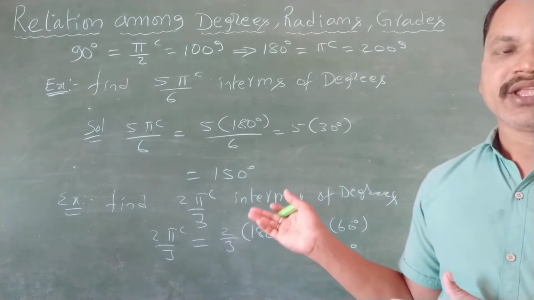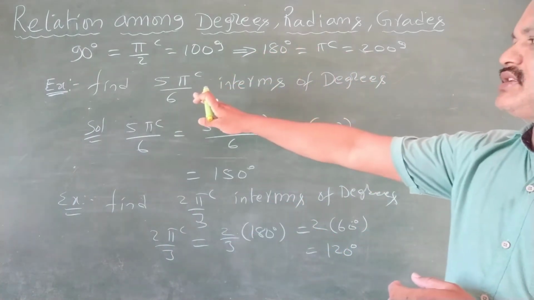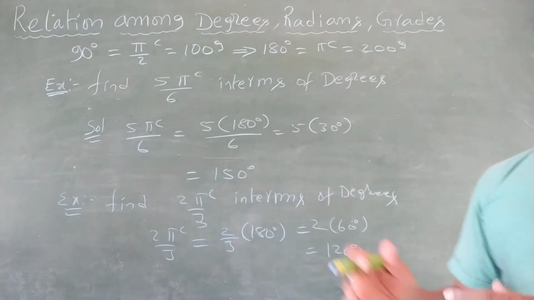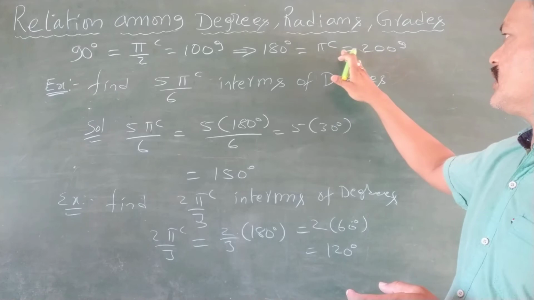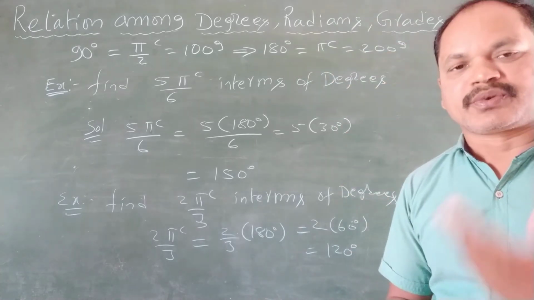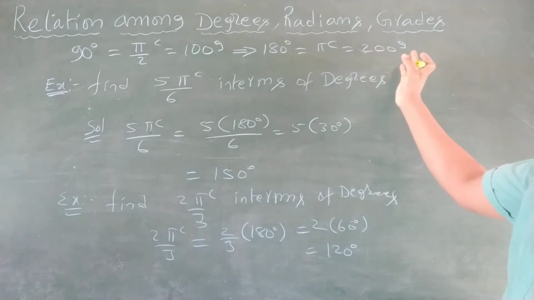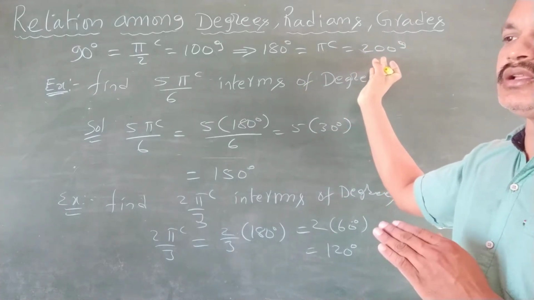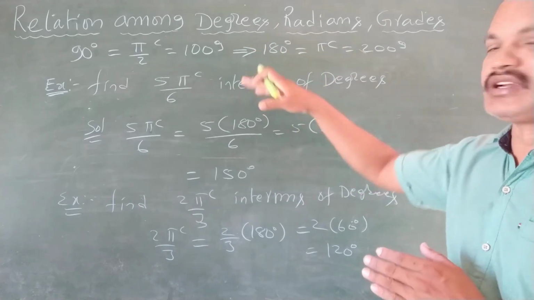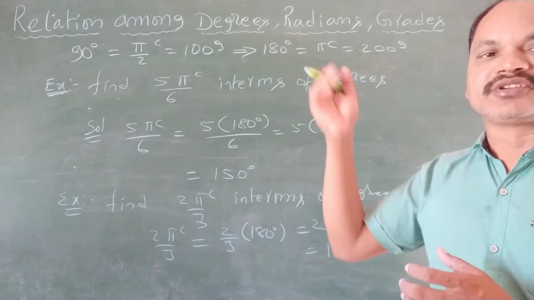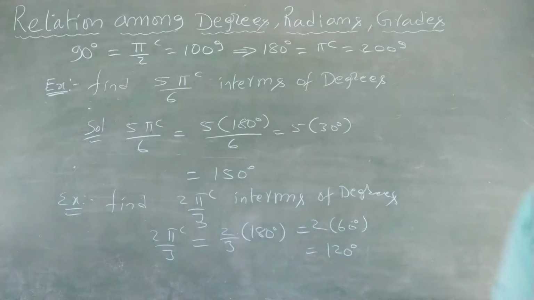So these are the examples, the relation between degrees and radians. You can also do degrees and grades, and radians and grades. Okay, you can practice the questions. You can create the questions: degrees in terms of radians, grades in terms of radians, grades in terms of degrees, radians in terms of degrees, radians in terms of grades, like that. Okay.